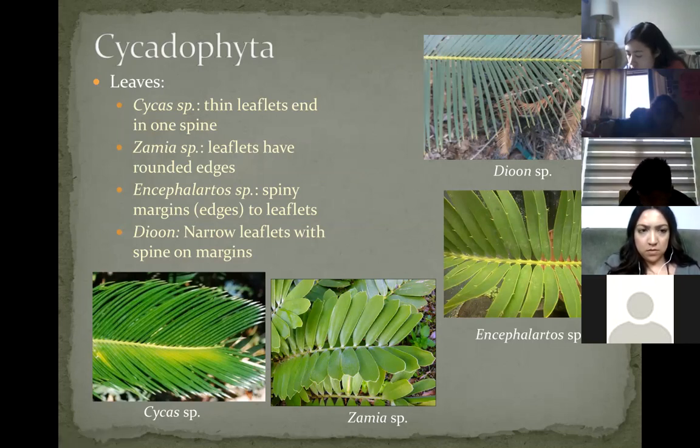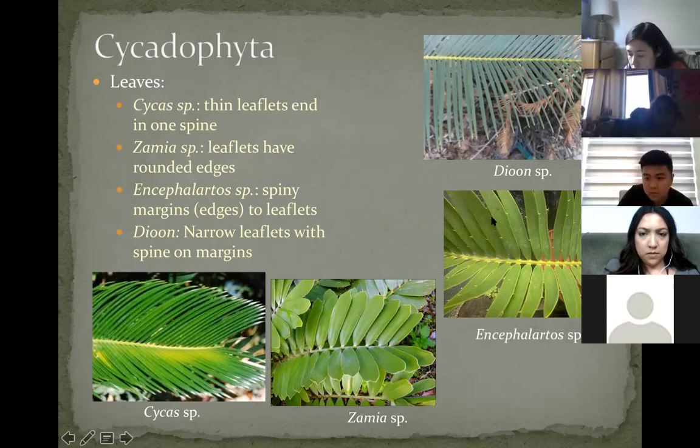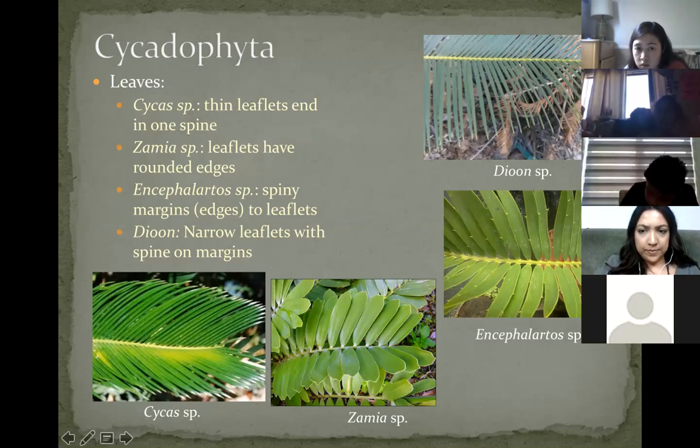And if you were to touch Zamia compared to Encephalartos or Dioon, Zamia actually has pretty fuzzy leaves as well. So that's one way to tell them apart. The next one is Encephalartos. This one will usually have more broad or wide leaflets. They're usually going to be about the same size as Zamia, depending on the species, but they will always have spines on the edges of their leaflets, whereas Zamia is more smooth and rounded.